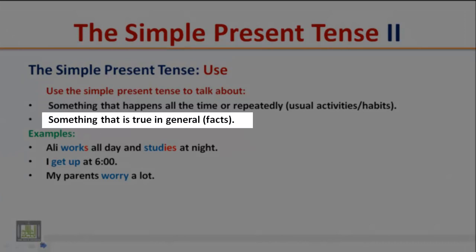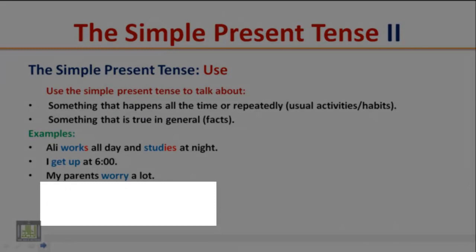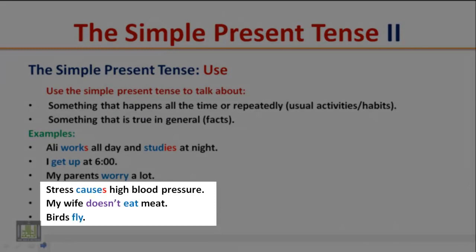Something that is true in general, such as facts. Examples: Stress causes high blood pressure. My wife doesn't eat meat. Birds fly.